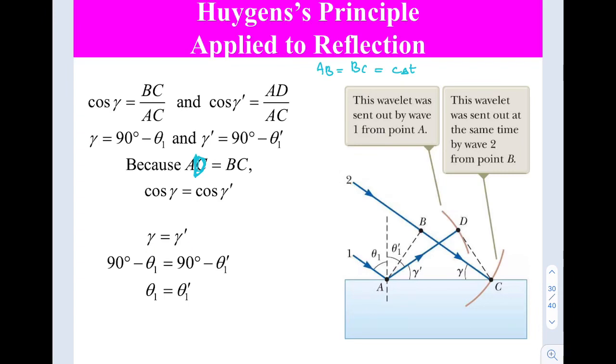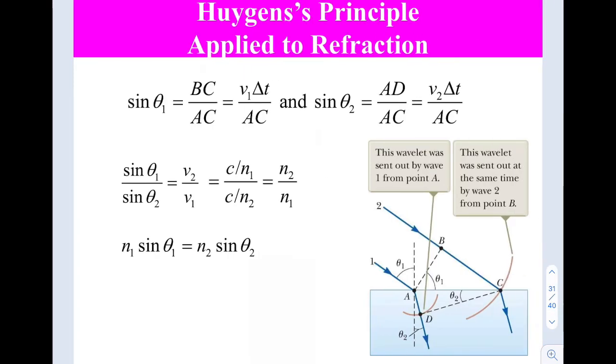It means that gamma and gamma prime are the same. So 90 minus theta 1 is equivalent to 90 minus theta 1 prime. It proves that theta 1 is equivalent to theta 1 prime. This is the law of reflection that we've already learned just now. So it is proved that Huygens principle is applicable for the law of reflection.